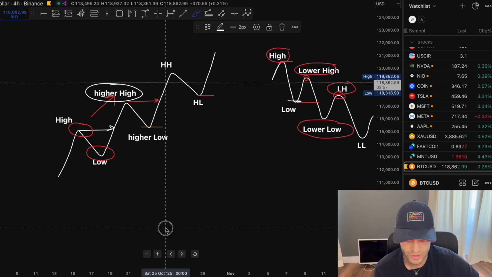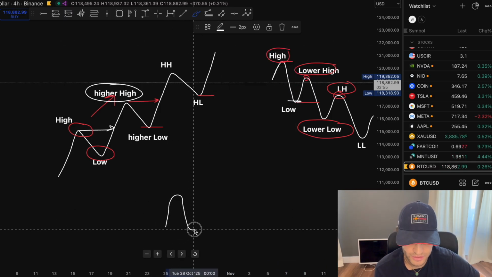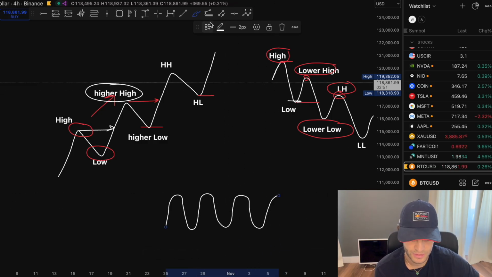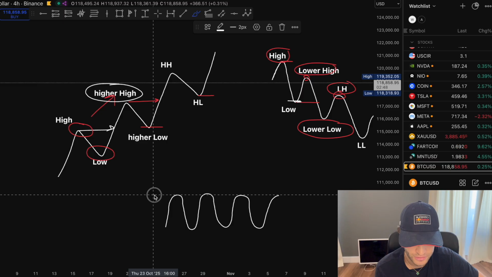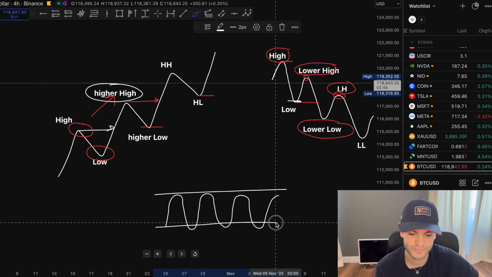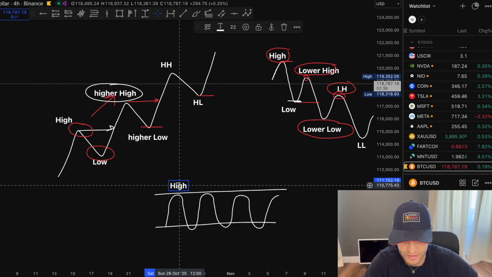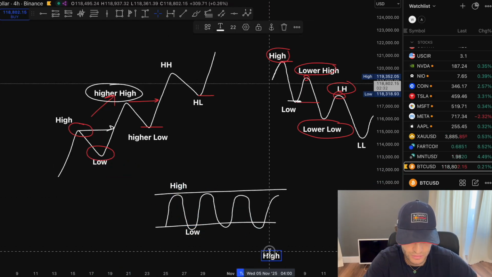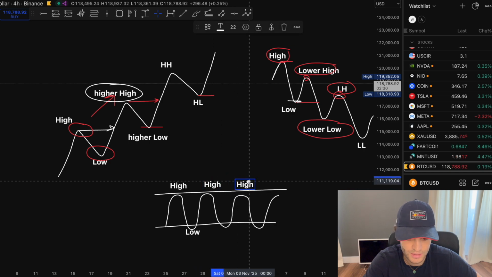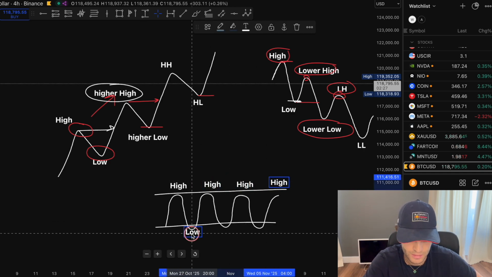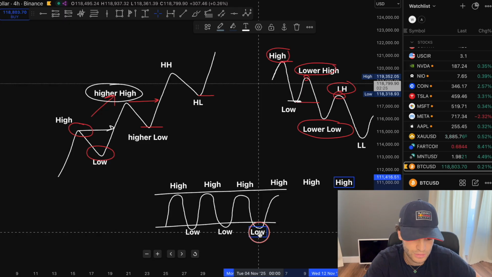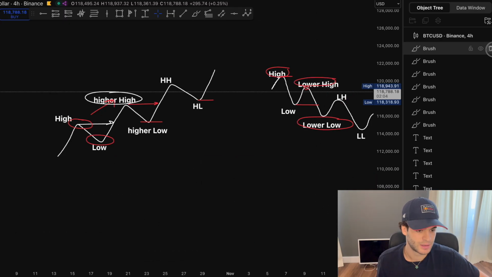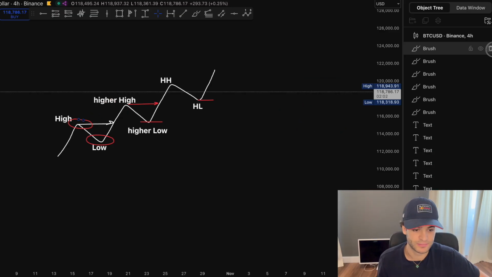And then of course, we have ranges where there is no clear direction and you just have highs and lows, right? Here, there's clearly no direction other than just sideways, you see? So in this case, we have highs and we have lows. And high, high, low, low. So very, very self-explanatory.